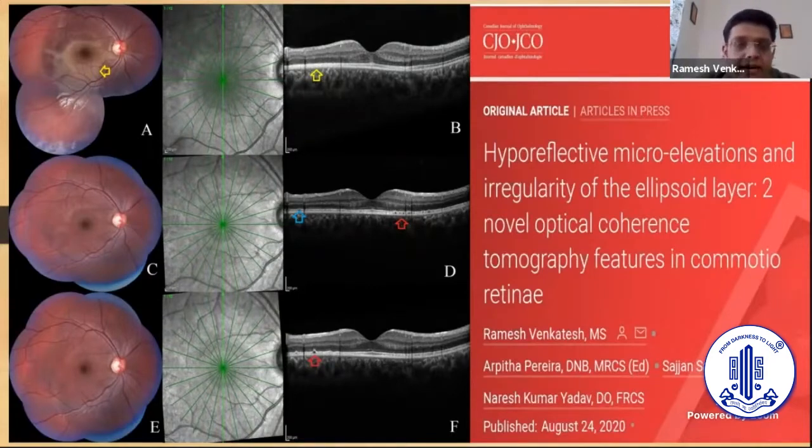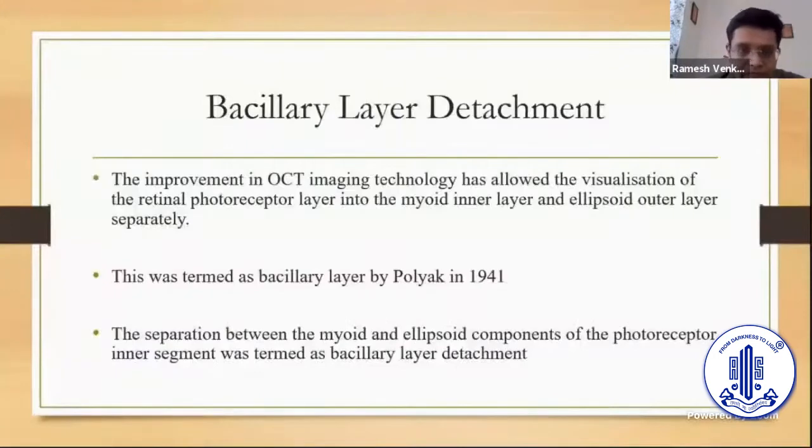But as the opacification resolves, you can see that there is some irregularity which happens in the RPE layer, following which you can see these conical caps, and that is what we described as the hyperreflective microelevations in the RPE and the photoreceptor layer. We probably gave this term, what is known as the cone outer segment cyst, as well.